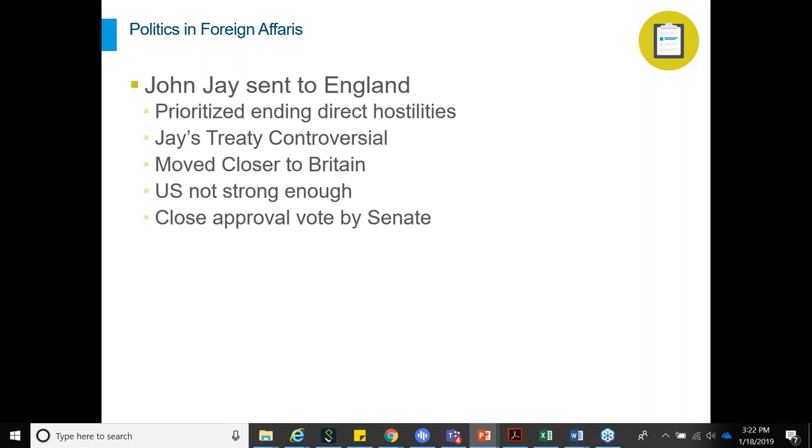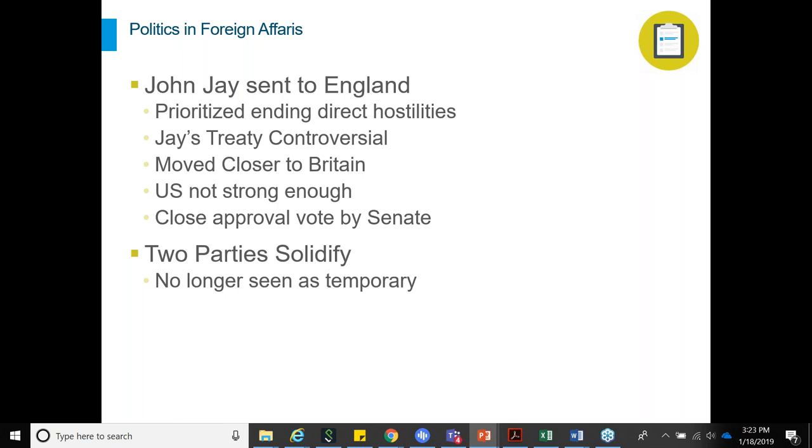So once again, we see the two parties really solidifying. Washington at one point believed, in the beginning of his term in office, that political parties were just going to be temporary, that they were a way for Americans to organize over the Constitution, organize over small issues and temporary issues. He did not believe that this was truly going to be a permanent part of American politics. Washington is clearly wrong about that; the political parties are becoming more solidified.